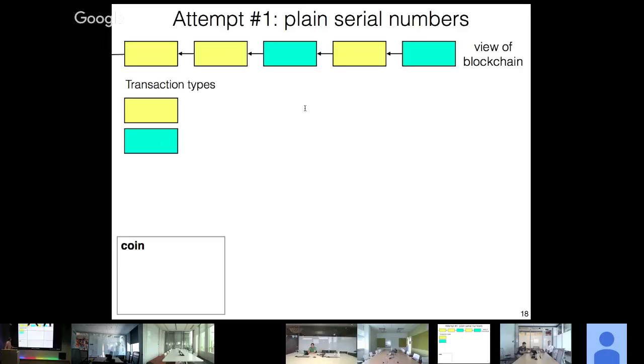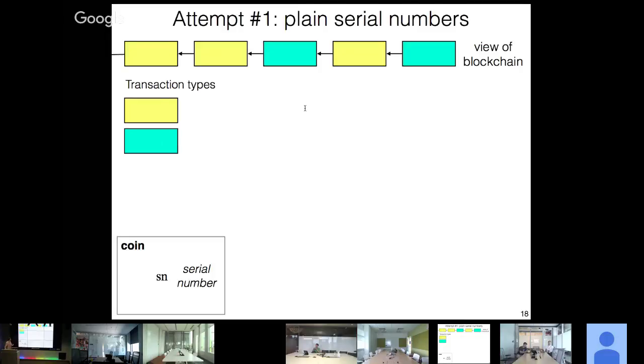And let's go ahead. All right. Let's start with a very stupid design. Let's just define a coin to be a random serial number. So a coin is an English word, I just identify it with a random serial number. So I have a coin when I have a random serial number.